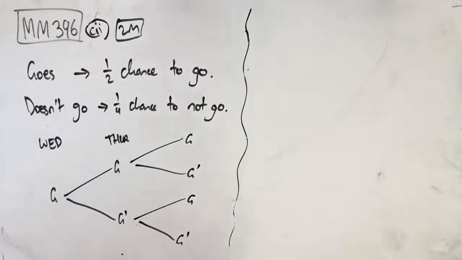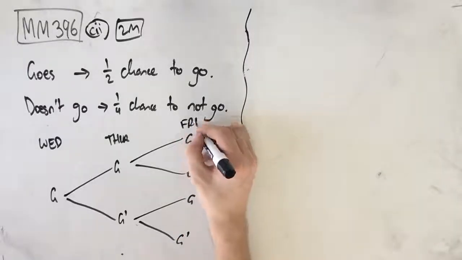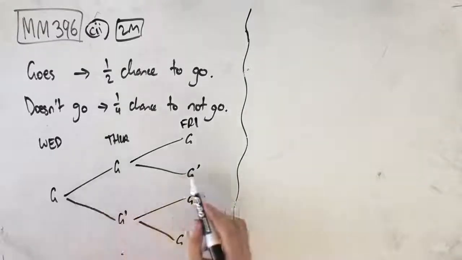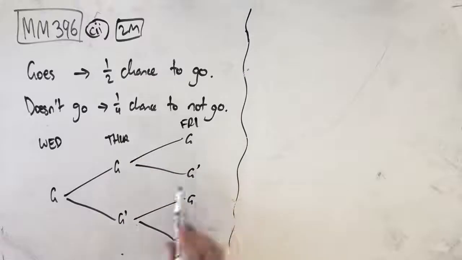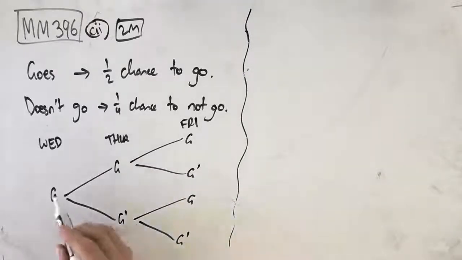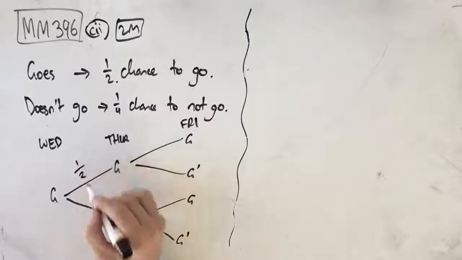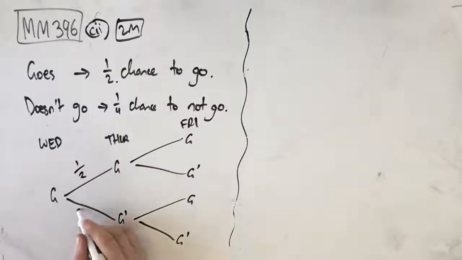So that's our Thursday. Then on the Friday, we also have the possibility to go or not go. Awesome. So this is the Friday, and what we're looking for is the probability that he doesn't go on the Friday. Okay, so we're looking for this path here where he goes Thursday and doesn't go Friday, and also where he doesn't go Thursday but also doesn't go Friday.